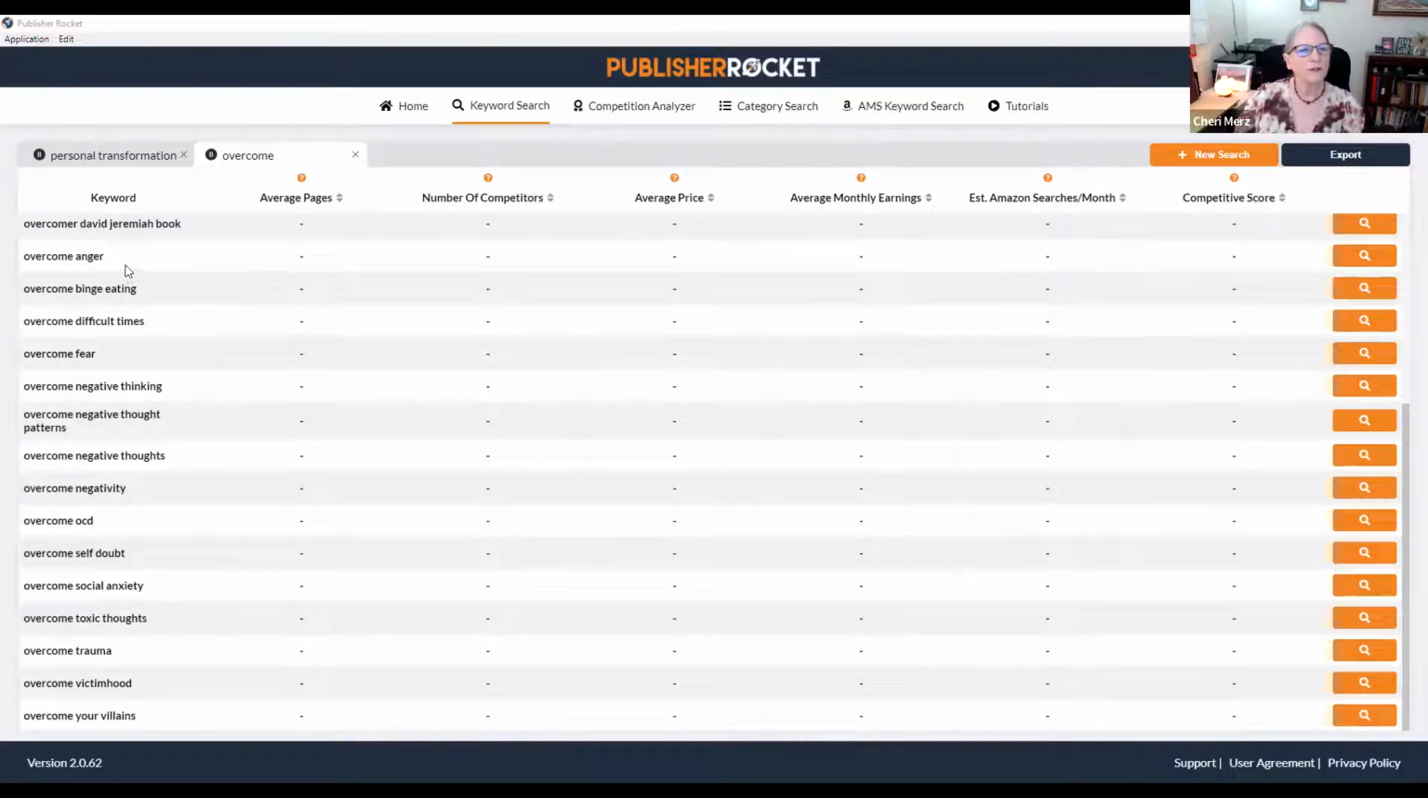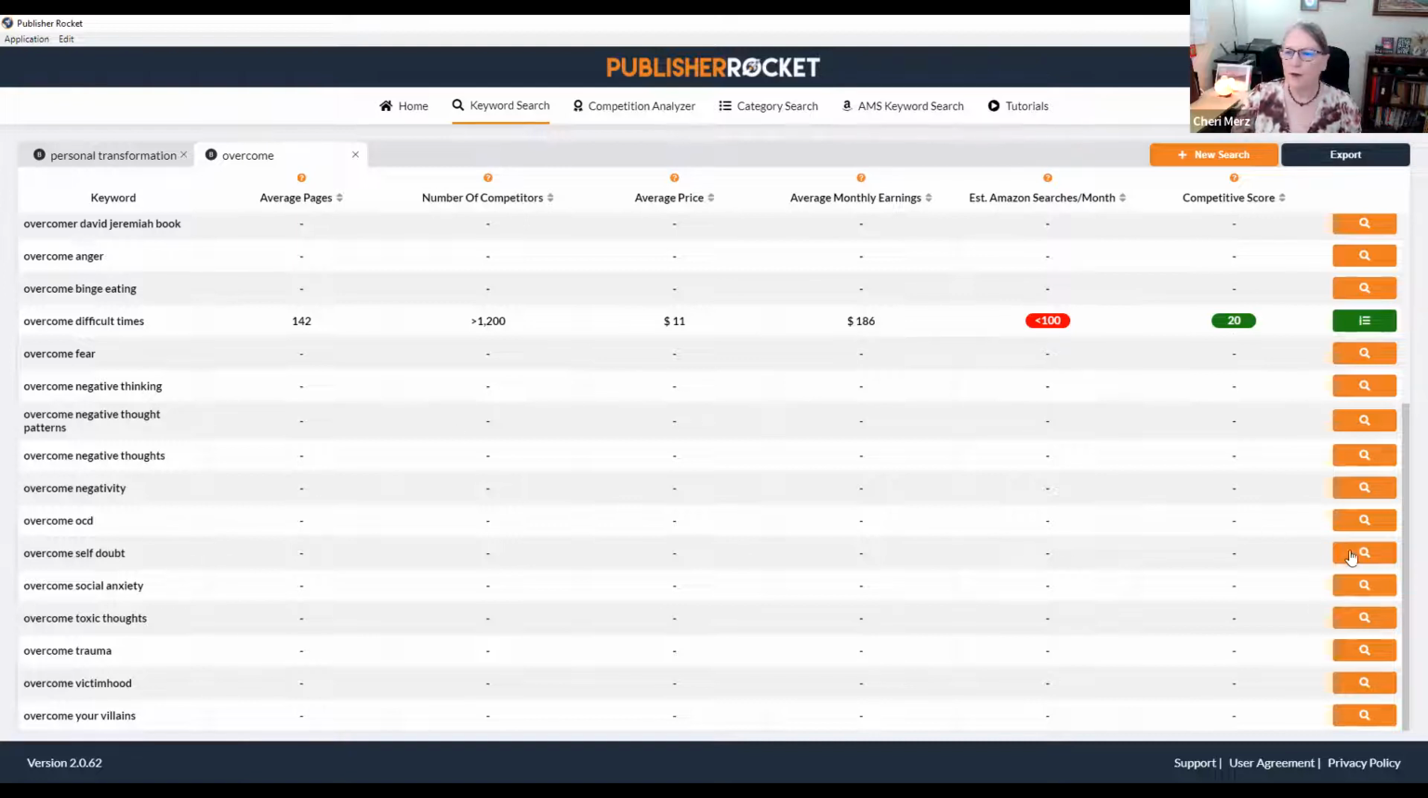So now we want to look down this keyword list to find a good keyword that matches your book. Is it overcoming anger? Binge eating? Difficult times is pretty general. Let's look at difficult times because that's a synonym for adversity. Only when you click the search will it populate all of these columns. So this is a fabulous competitive score, but fewer searches per month. Average monthly earnings for all the books with that keyword is $186. Not a great keyword.